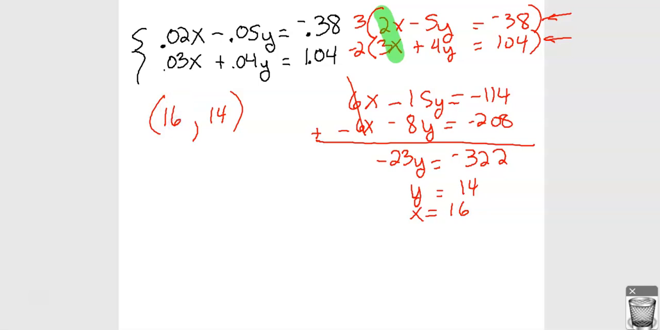So 16 and 14 is the point, and you can check it. During a test or quiz, you can check that. That's your x, that's your y. Plug them in right here, and it should equal -0.38. Same thing with plugging them in right there, and it should equal 1.4. You can double check that, especially with the calculator. It's not that big of a deal to check those.